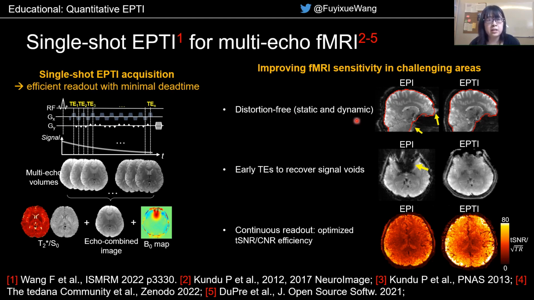And using EPTI, there are also other benefits to improve the functional sensitivity, including its distortion-free imaging, which is both for static and dynamic distortion. And also the early TEs can be used to recover signal voids or dropout and recover the functional sensitivity in those challenging areas as well. And also the optimized readout length can help increase the tSNR and the CNR efficiency.